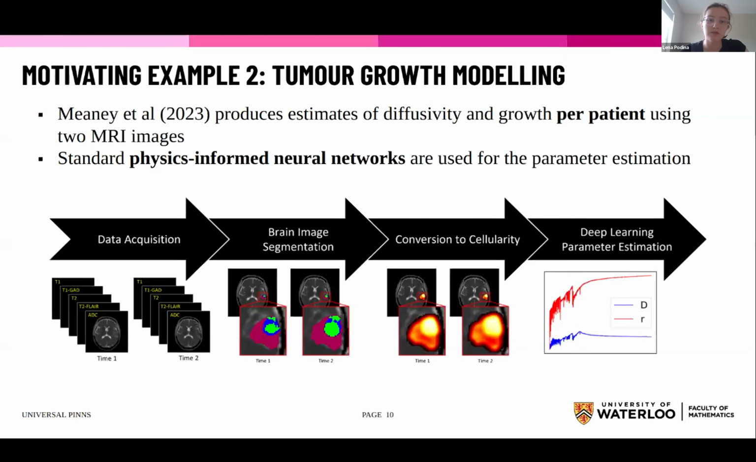Meany et al. 2023 produces estimates of these 2 parameters per patient using 2 MRI images. And the authors use standard physics-informed neural networks to obtain the parameter estimation. But there's a significant pipeline that the data has to go through first, from data acquisition to segmentation to figure out where the tumor is, conversion to cellularity or the number of cells, and then finally the last step would be physics-informed neural networks.